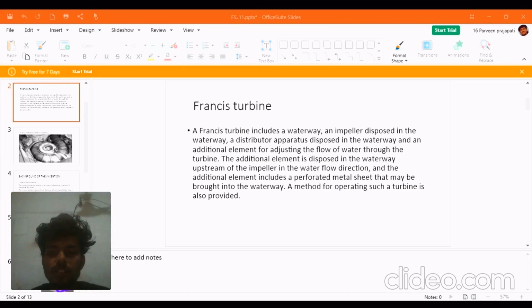Sir, in this, basically, the Francis turbine includes a waterway. In this, the distributor is disposed in the waterway and there is an additional element for adjusting the flow of water through the turbine. We use the adjusting element, and we are going to study about that later. And we use different types of methods, like metal sheets, rings, and other plate type methods.